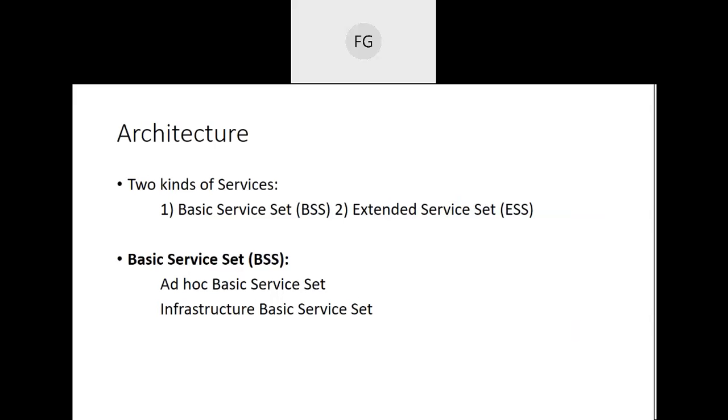Coming to the architecture of the wireless LAN, the IEEE 802.11 defines two kinds of services, that is the basic service set BSS and the extended service set ESS. And the basic service set BSS is further subdivided into two. The first one being the ad hoc basic service set and the second the infrastructure basic service set.